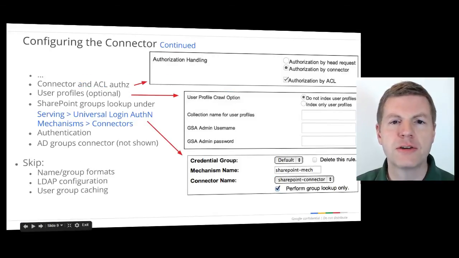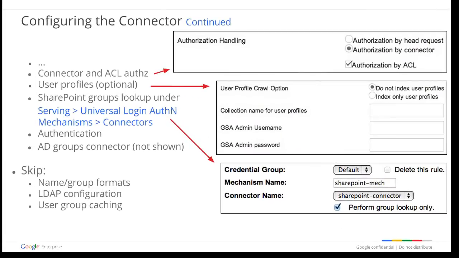Farther down in the configuration form, you'll need to configure authorization handling. If you choose Authorization by Head Request, the connector will build a metadata and URL feed, and users will need to be authorized against each SharePoint document individually. If you choose Authorization by Connector, the connector will build a content feed and will perform batch authorization at serve time. Batch authorization requires that the Google Services for SharePoint component of the Resource Kit mentioned earlier be installed on the SharePoint server. Batch authorization performs much better at serve time than individual authorization using the head requester.